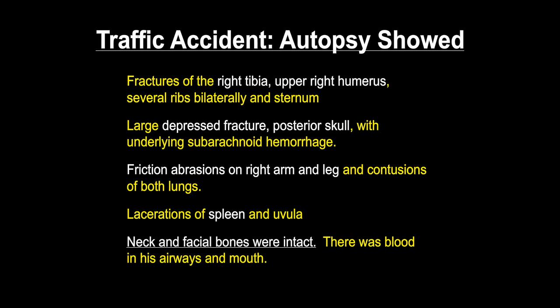And there was an underlying hemorrhage in the subarachnoid area, which is basically just on top of the brain. There were friction abrasions, scrapes, on the right arm and the right leg, and there were contusions, bruises, of both lungs. The spleen was lacerated, as was the uvula, which is the little thing that sticks down from the roof of your mouth in the back. Neck and facial bones were intact, and that's important. There was blood in his airways and in his mouth.